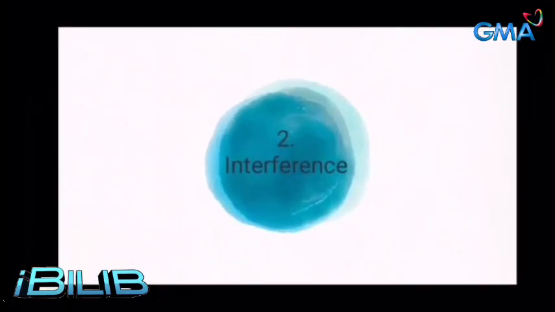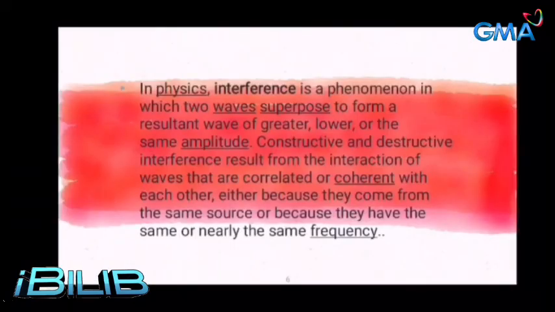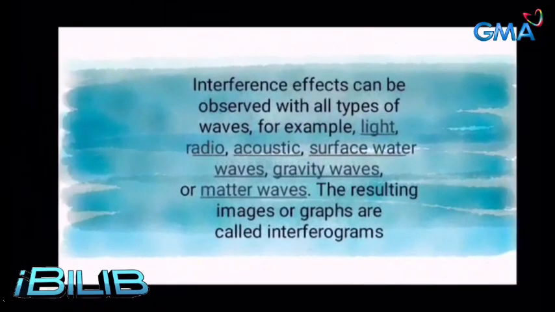Two, Interference. In physics, interference is a phenomenon in which two waves superpose to form a resultant wave of greater, lower, or the same amplitude. Constructive and destructive interferences result from the interaction of waves that are correlated or coherent with each other, either because they come from the same source or because they have the same or nearly the same frequency. Interference effects can be observed with all types of waves. For example, light, radio, acoustic, surface water waves, gravity waves, or matter waves.